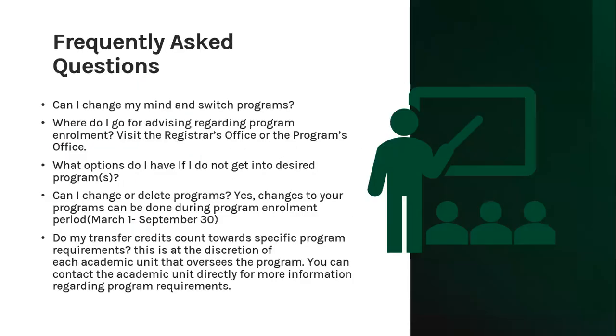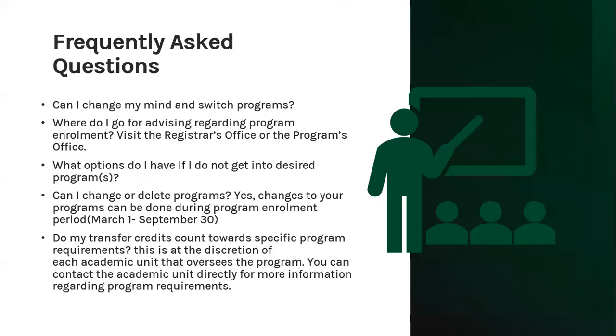As we get towards the end of our presentation, I just also wanted to go through some of the frequently asked questions. And these are, can I change my mind and switch programs? Absolutely, you can. You can switch your programs from your first year all the way up until your fourth year. We encourage students not to make many program changes, especially in your last year, as that means if you're not meeting all the program requirements in order to graduate, then that will delay your graduation plans. But students have the option of changing the programs as long as it's within the program enrollment period.